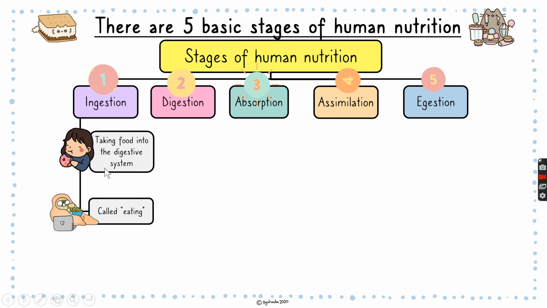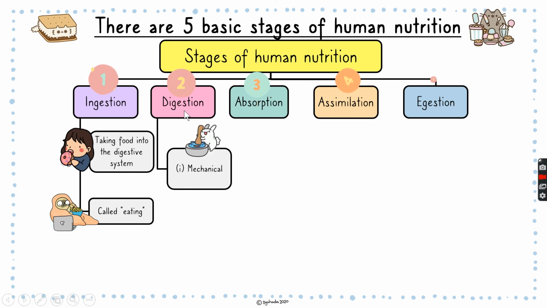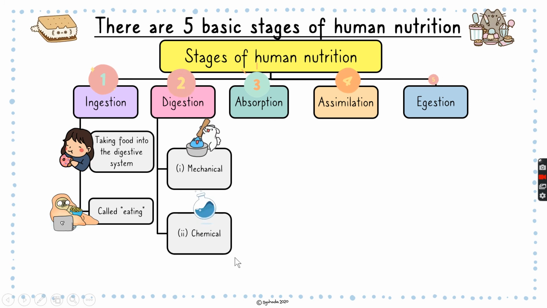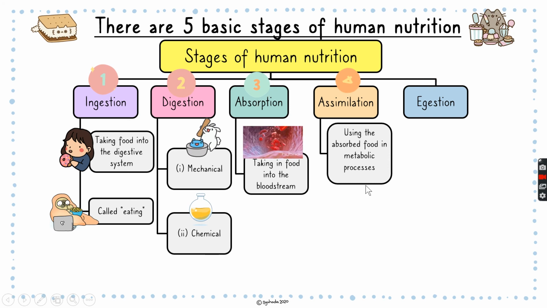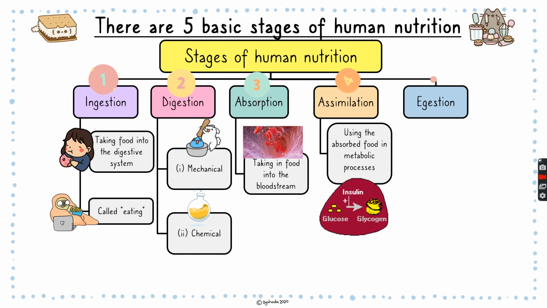After you take food into the digestive system, the second thing that's going to happen is digestion, which is the breaking down of the food. So you're going to get mechanical digestion and also chemical digestion. As for absorption, this means that you're going to take the small parts of the food and put them into the bloodstream. This is so that you can transport the food and the nutrients to all parts of your body that need it the most.